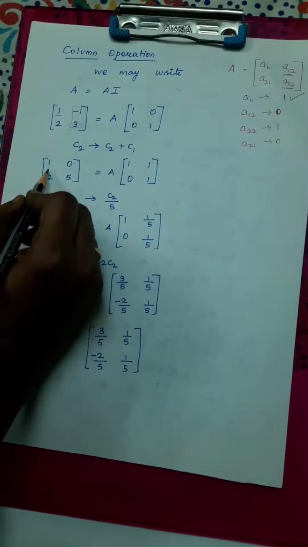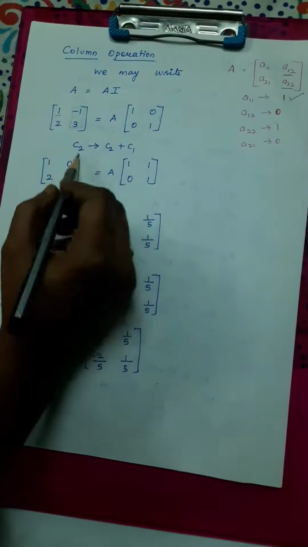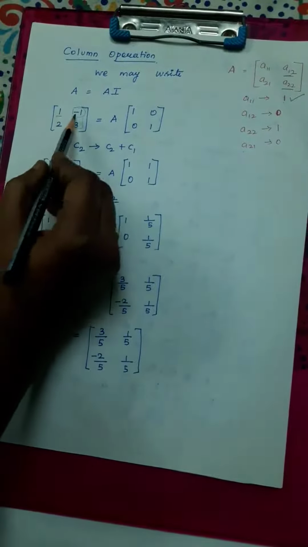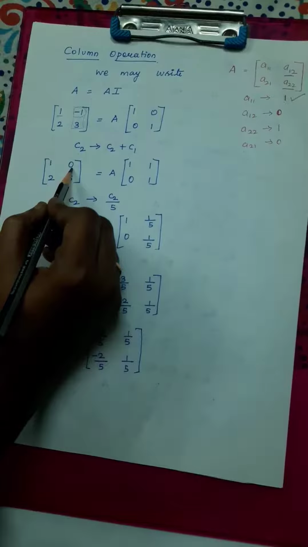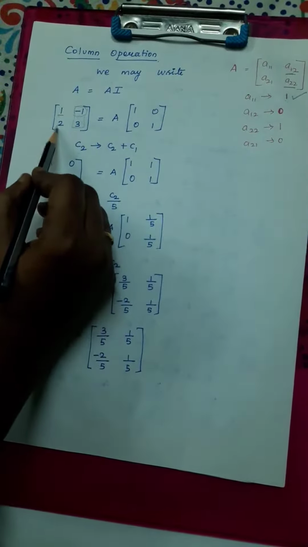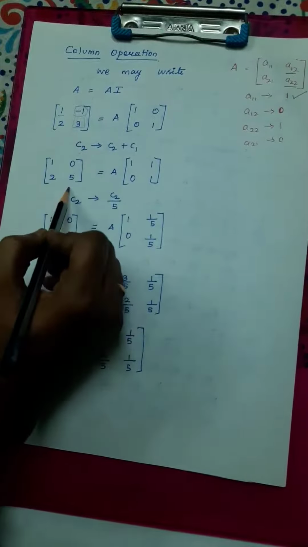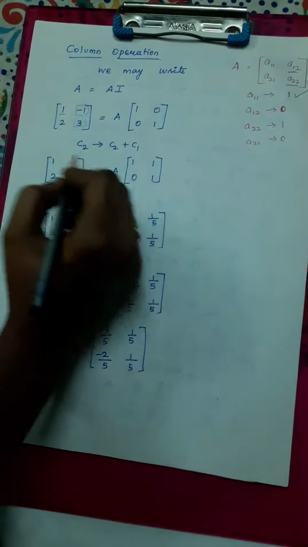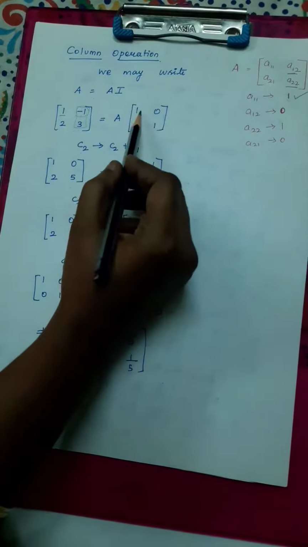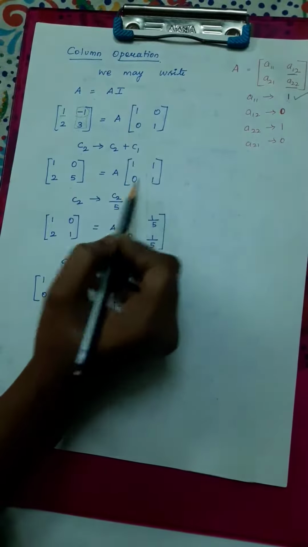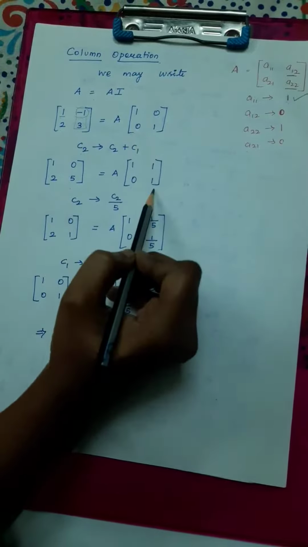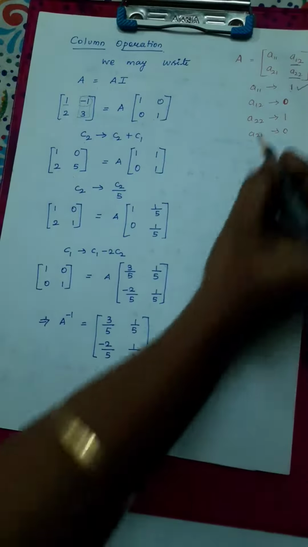So write column 1 as it is, 1, 2. Then column 2, first number is minus 1. What is the corresponding element in column 1? Minus 1 plus 1 is equal to 0. Then the second element in column 2 is 3, and the corresponding element is 2. So 3 plus 2 is 5. Now the same operations we need to apply in the identity matrix. Write column 1 as it is, 1 0. Now 0 plus 1 is 1, 1 plus 0 is 1. I hope you all understood. Now the second step is over.